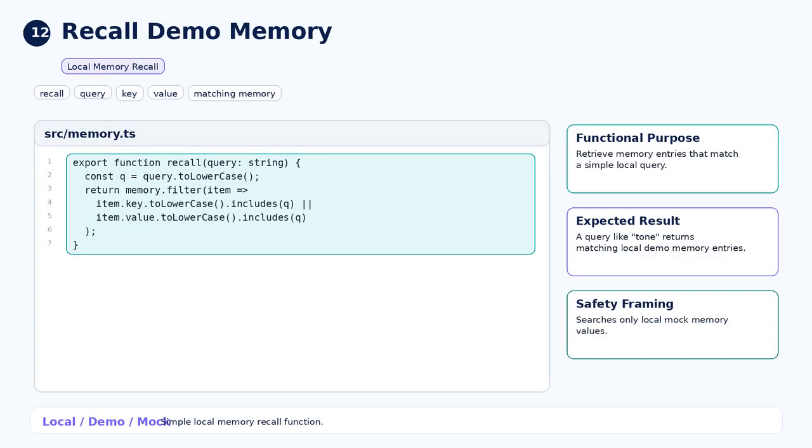The recall function searches local memory by keyword. It checks both the key and the value. This is intentionally simple for the demo. It lets the agent ask what it already knows before answering. For example, it can recall a preferred explanation style. The output is a list of matching memory entries. This is the memory read side of the agent loop.